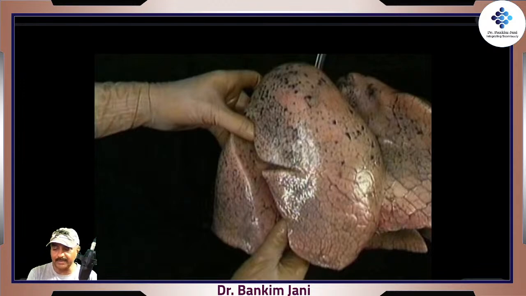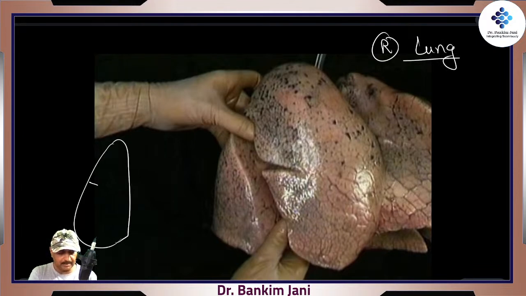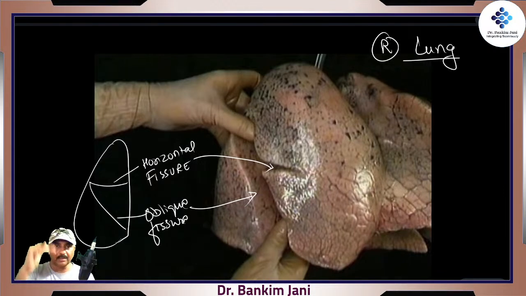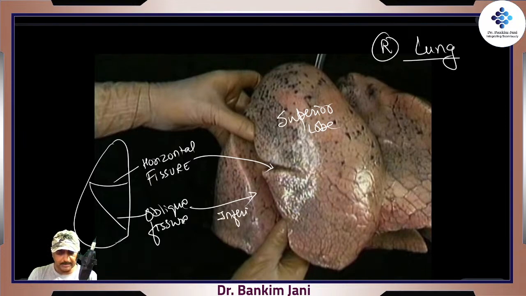Going further, we are now dealing with the right lung. As we drew, this is the right lung, and it is divided into three parts. This one is the horizontal fissure, and there is one oblique fissure. Here they are. This one is the oblique fissure, and this one is the horizontal fissure. Over here this is our superior lobe, this one would be our inferior lobe, and what is left out, this portion, is the middle lobe.